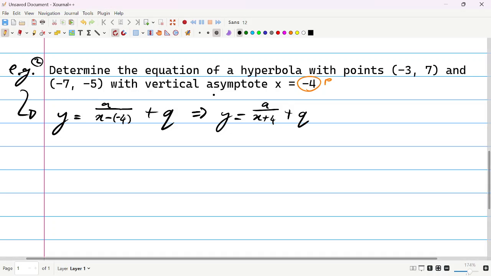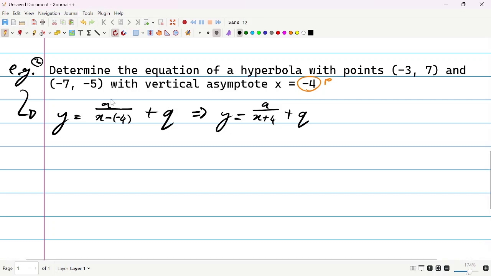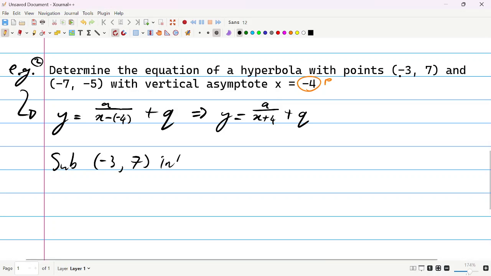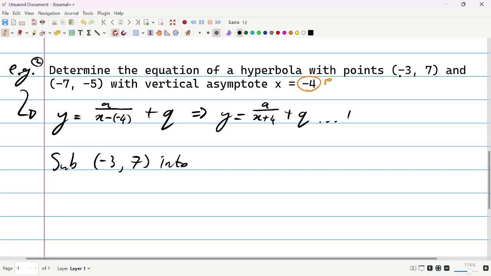Alright, so what are we missing? We're missing a lot of things. But remember, whenever we're given random points, we don't have to worry too much about the x and y. We want to solve for a and q, but we're probably going to have to do simultaneous equations since they gave us 2 coordinates. So what we are going to do is sub in, let's say, (-3, 7) into, and then let's label this equation 1. So we're going to sub it into 1, okay?